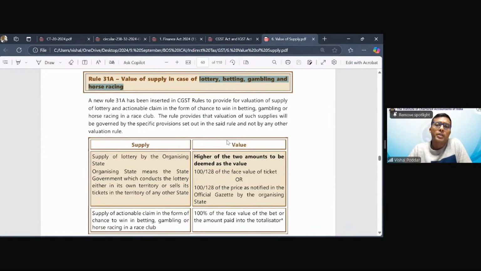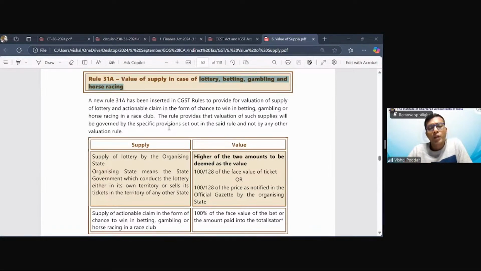If you remember, we had studied this definition earlier. Specified actionable claim now covers lottery, betting, gambling, horse racing, and online money gaming. All these have now been covered in specified actionable claim. They are regarded as goods. No, Mansha, this is not for online gaming. You have a separate rule for online gaming, right? So, though the rule is similar only, but this is not the rule. The valuation is more or less the same only, but you have a separate rule.